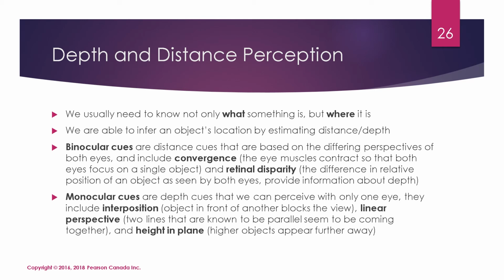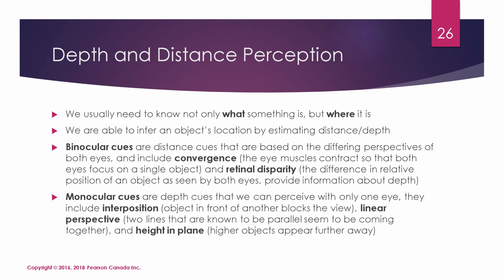And then we have retinal disparity. Retinal disparity is the difference in relative position of an object as seen by both eyes. And again, that provides information about the depth and the distance that that object is from us. Something I typically show you: if you hold your finger up in front of your face and you blink one eye and then the other back and forth, you can see that your finger almost seems to jump back and forth, right? It seems to change location.